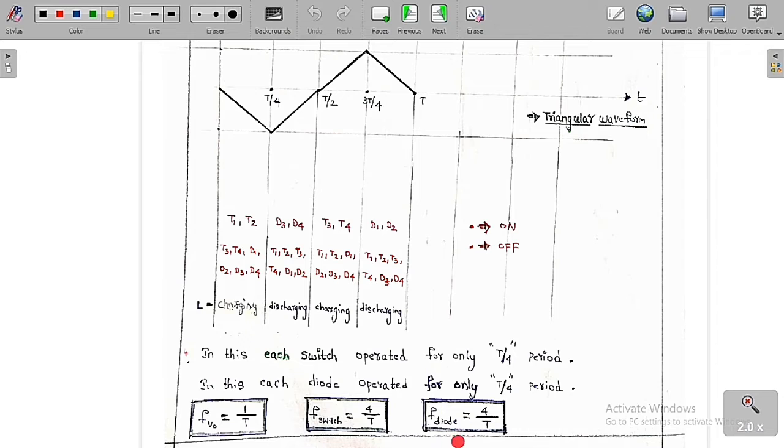Similarly, the frequency of the diode is 4 by T, which is 4 into the frequency of the output voltage or the frequency of the output current. So we can say that the frequency of the switches or the diodes is 4 times the output voltage frequency. This is the formula: if F_V0 is the frequency of the output voltage, then the frequency of each switch or each diode is 4 times the frequency of the output voltage or the output current.